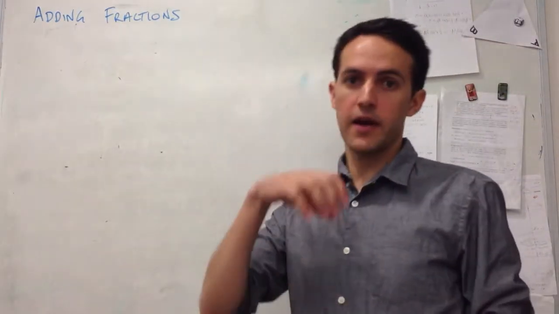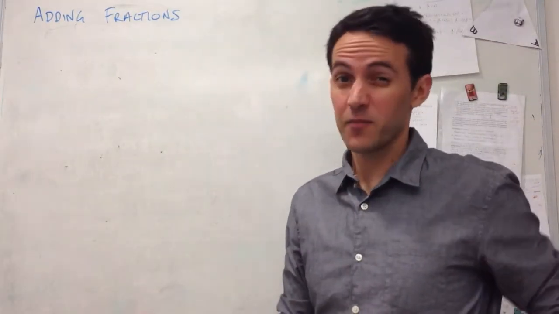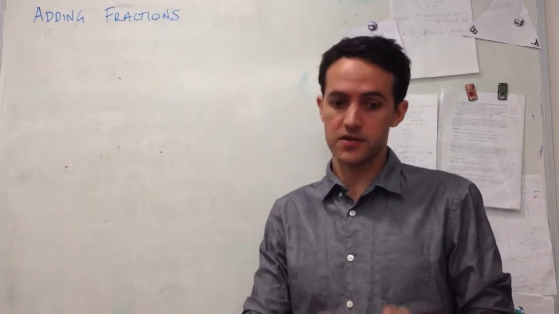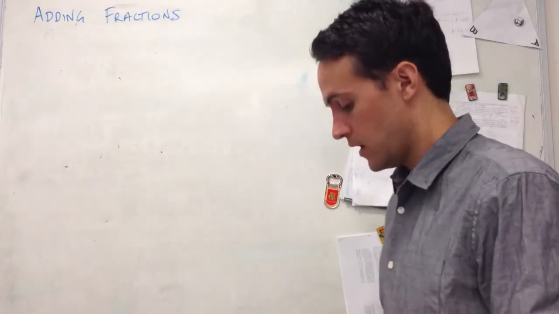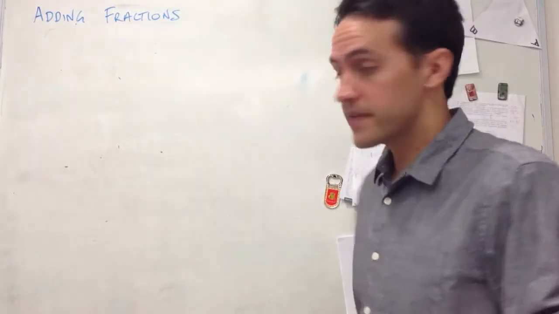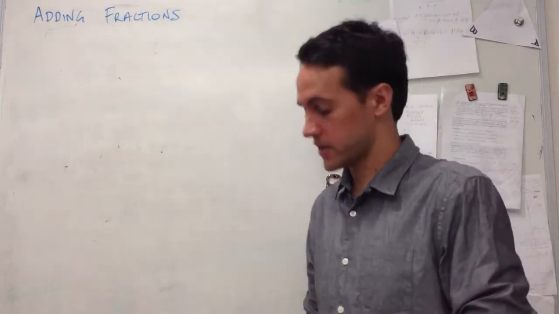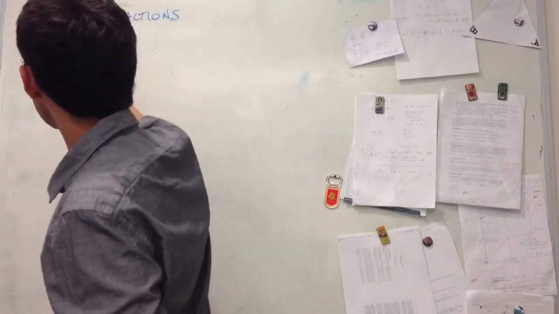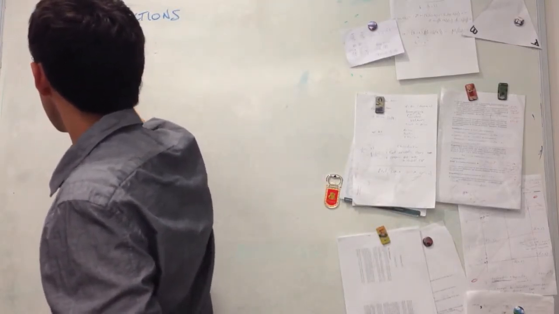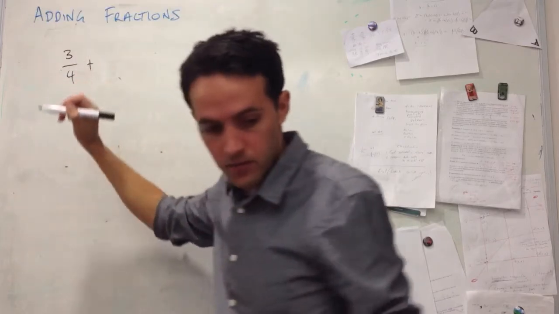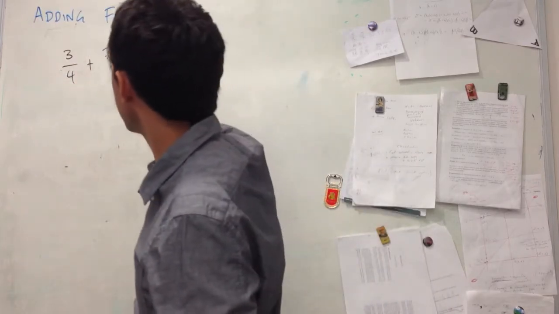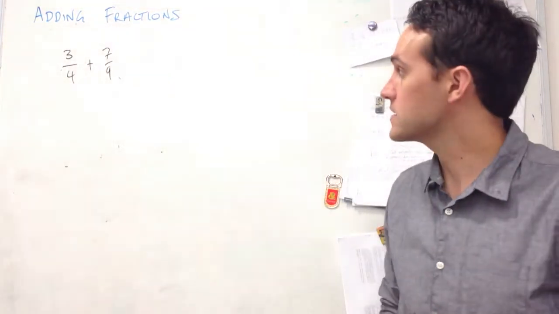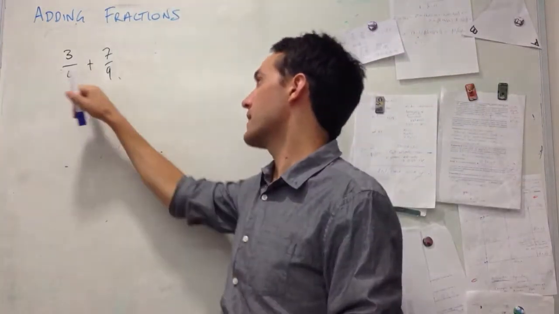Hello, so I just wanted to give another example on adding fractions with algebraic terms involved. So firstly, just to revise how we add fractions in the usual sense, say we have something like 3/4 plus 7/9. Now we can't add these two fractions because the denominators are different.